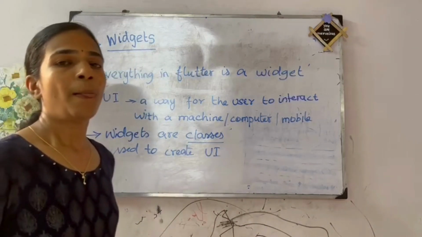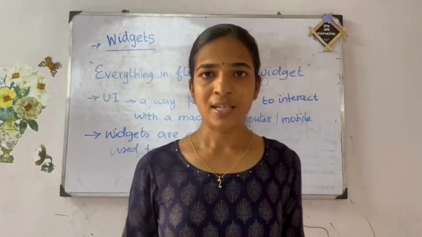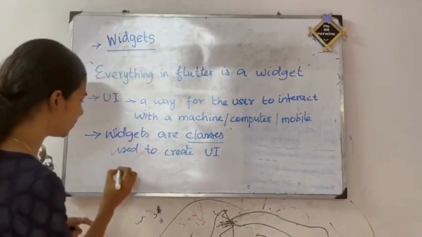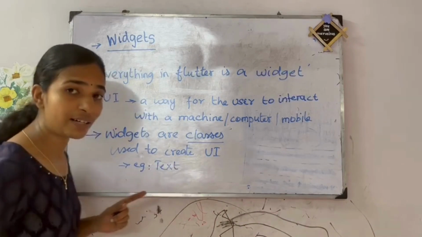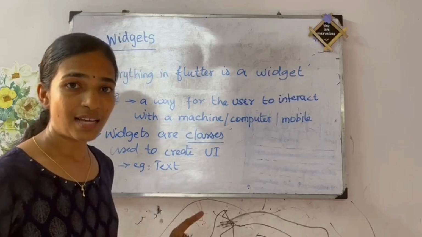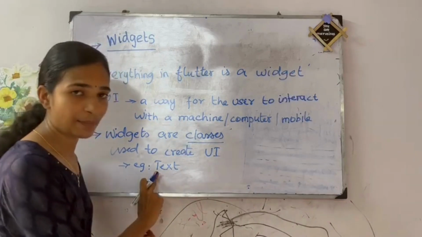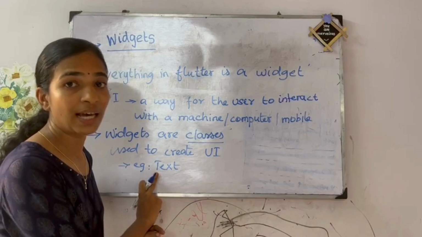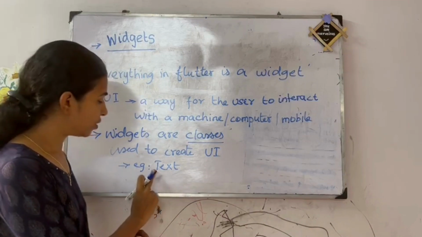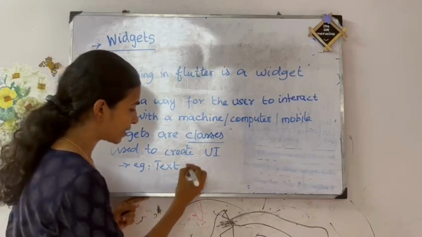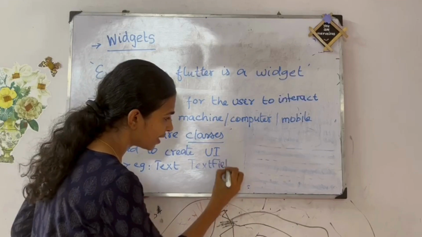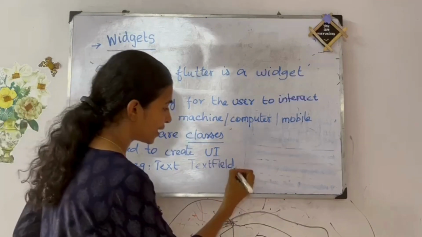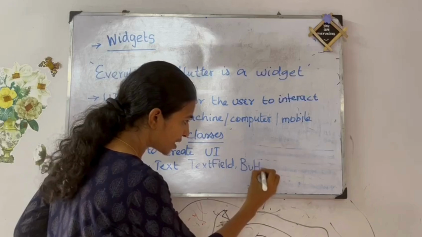Now everything in Flutter is a widget. Some examples for widgets are, for example, Text. Text is a widget. I will tell you always for the classes, the initial letter of the class name should always start in uppercase or capital letter. So I write Text. Next, TextField. TextField is again a widget. Next, Button is again a widget.